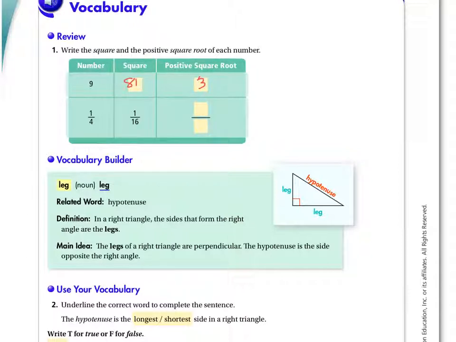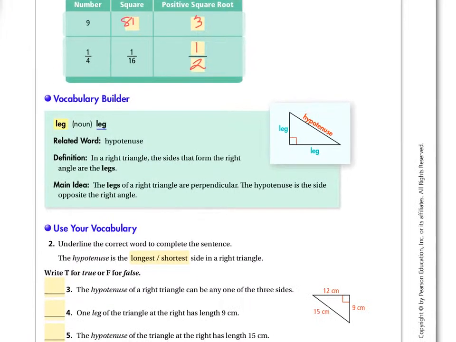For the second part, if we have the fraction 1/4 and I square it, I have to square both the numerator and the denominator. So 1 squared is 1, and 4 squared is 16. When you square fractions, you square both top and bottom. What is the square root of 1/4? You take the square root of the numerator and the square root of the denominator. So the square root of 1 is 1, and the square root of 4 is 2. None of that is terribly new.